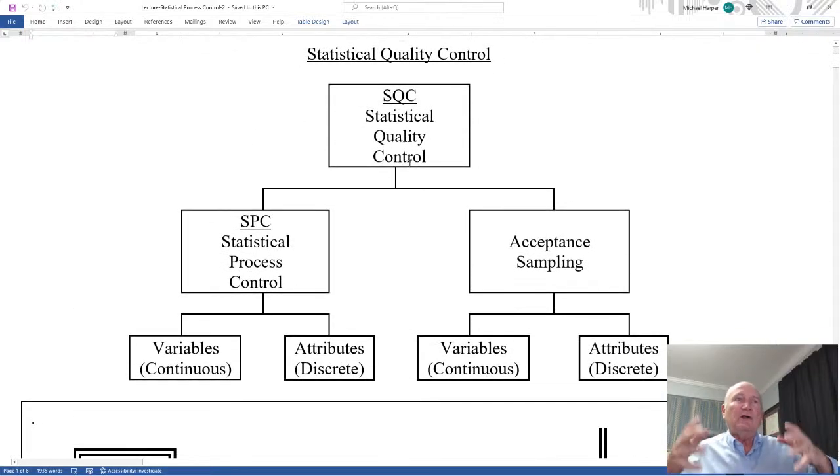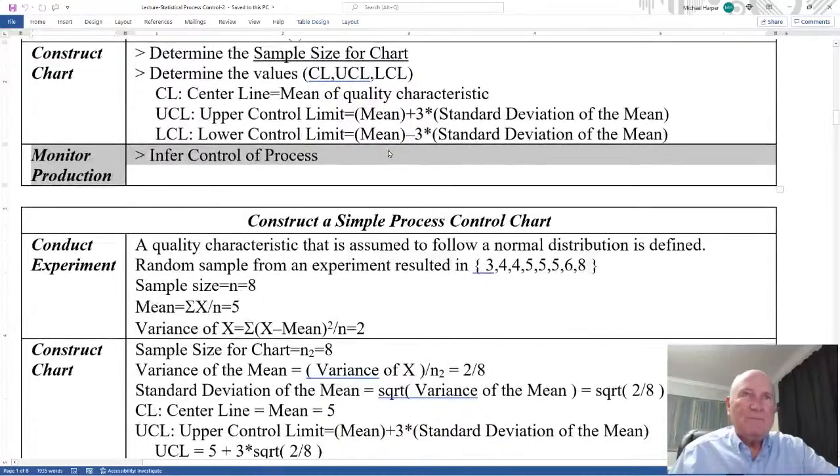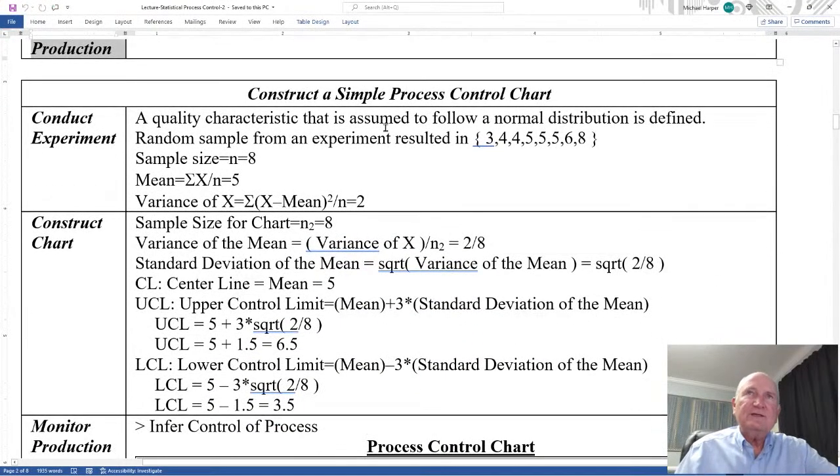And we'll talk about quality control programs in this video a little, an introduction. Okay, so let's go on. Let's construct a simple process control chart just to show how this works. A very simple one. First, conduct the experiment.